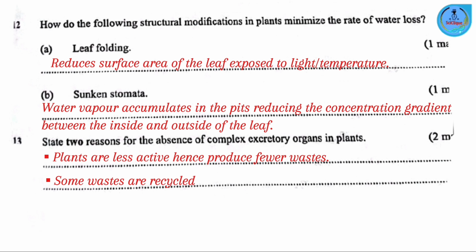Okay, now the next point is that the waste products that are produced by plants are less toxic. Less, not non-toxic, no. As long as you have waste products produced, they are going to be toxic, especially if they accumulate to a certain amount. But the waste products produced by plants are less so, and therefore they don't need to be eliminated quickly.